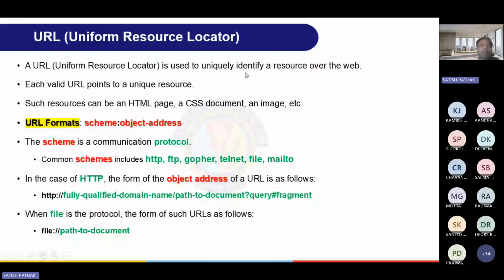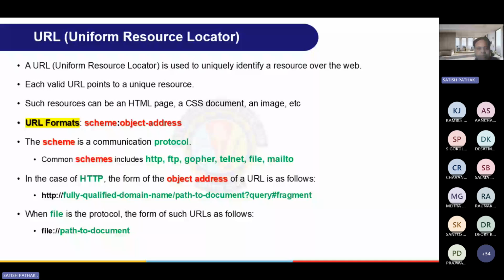It could be any kind of thing. It could be a text file, some document, images, anything which is on their server. This is the URL format: scheme colon object address. The scheme includes HTTP, FTP, Gopher, telnet, file, mailto, and so on and so forth. There are many such others.